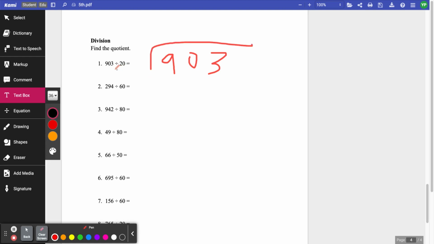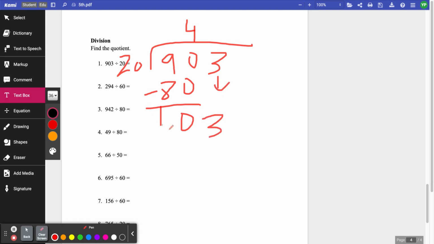So you just put whatever's in front inside the division thing, and then you put the 20 outside. And 20 could go into 90 how many times? 4 times, right? Because 20 times 4 equals 80. So you could subtract 80, so it's 10. And then we could bring down the 3, right? Bring down the 3, and it becomes 103.